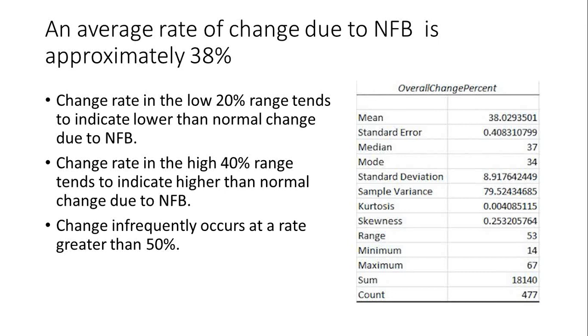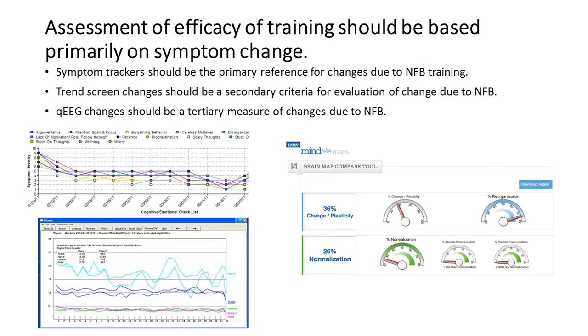Add 8 to 38 or subtract 8 from 38, you've got a pretty wide range of change that's typically due to neurofeedback training. So there are the numbers right there statistically. They're published with our n size. That's where we're getting our information from.